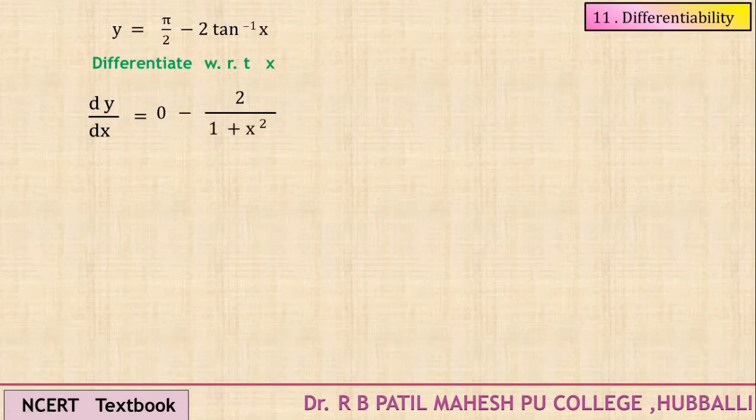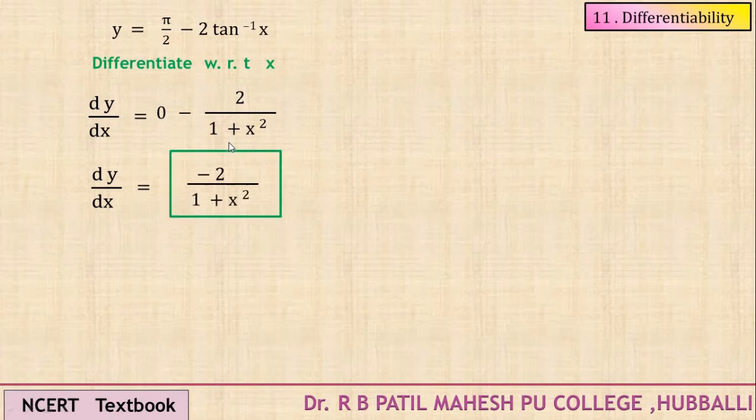So rewriting this function, we get our answer dy by dx. Here 0 is not written, directly minus 2 divided by 1 plus x square. So this is the derivative of the given function. I hope you understood what we have to do when we have a co-function.